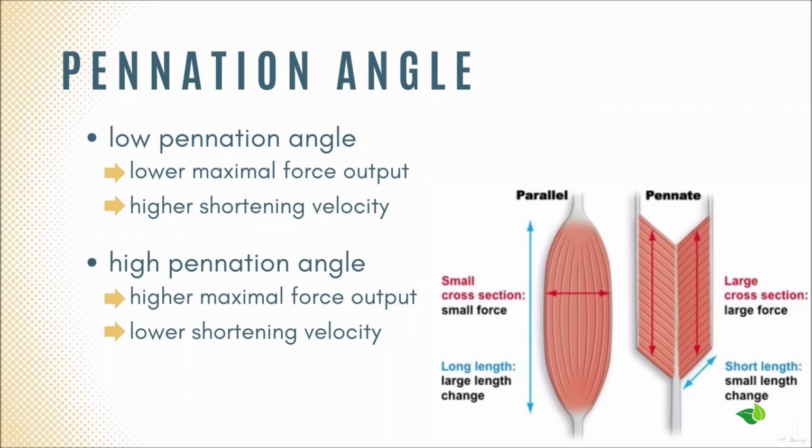If we have a high pinnation angle, like on the right side here, that means we have a larger cross-sectional area, so we have a higher maximal force output, but a lower shortening velocity, because as you can see, the muscle fibers are much shorter. Therefore, the force-length relationship tells us shorter muscle fibers, lower shortening velocities.